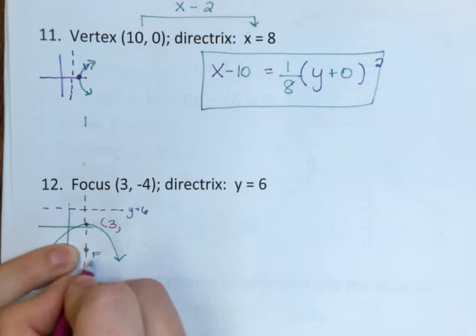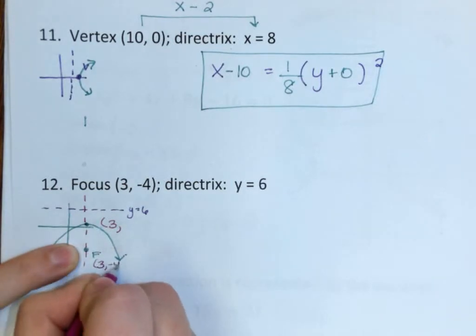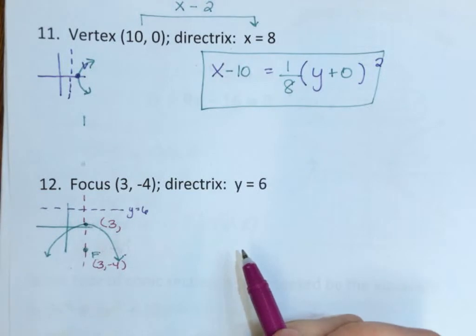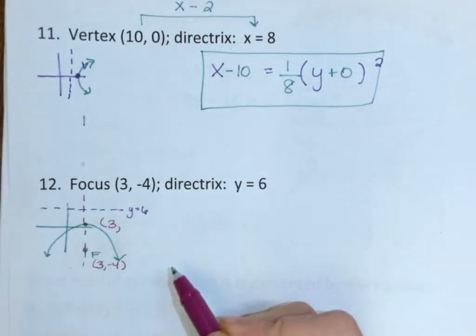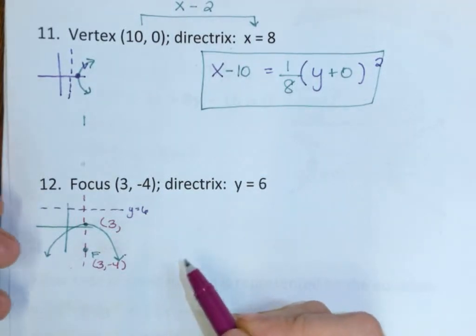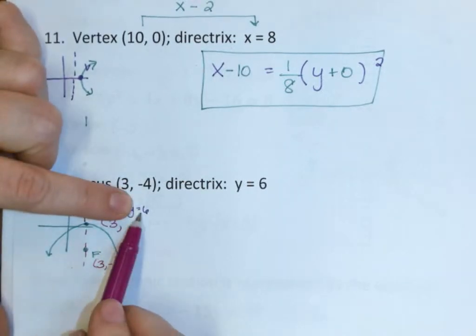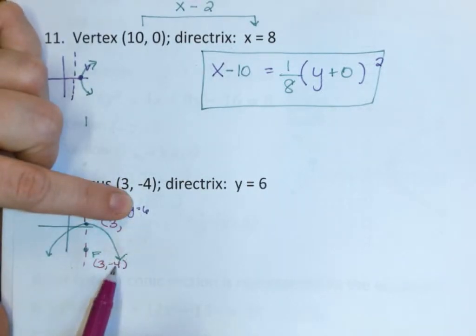So, the focus, again, was at (3, -4). How will I find the y coordinate? 6 minus 4 divided by 2. Because it's 6 plus a -4. Because this coordinate down here is -4. That's 6. So it's 6 plus a -4, which is going to be 2 over 2, which is 1.